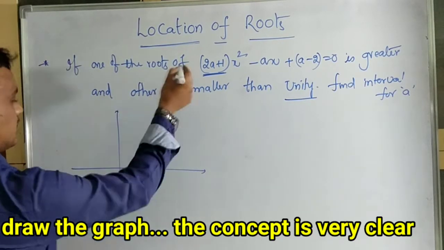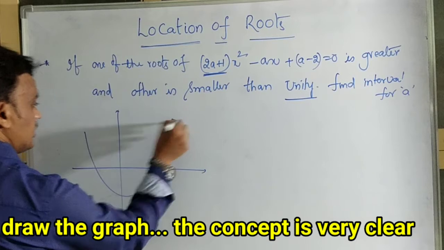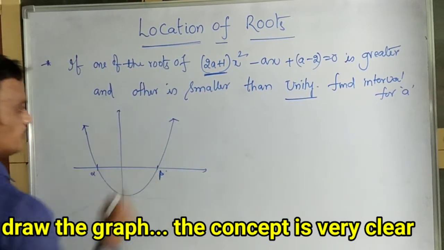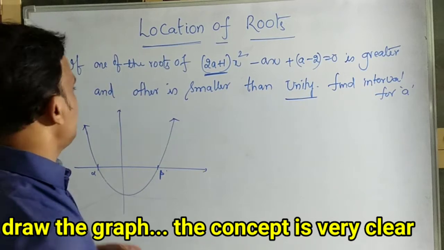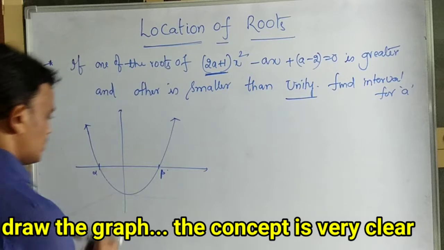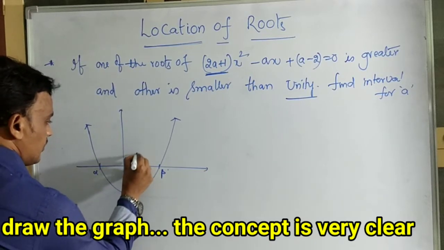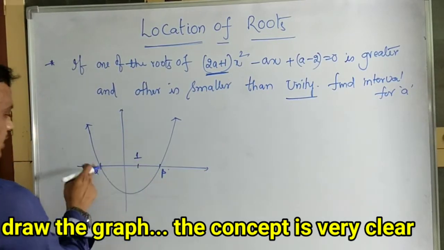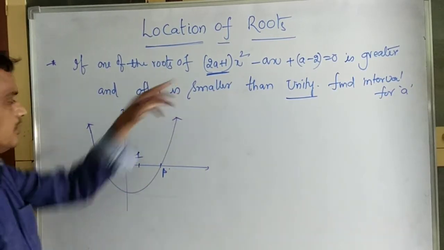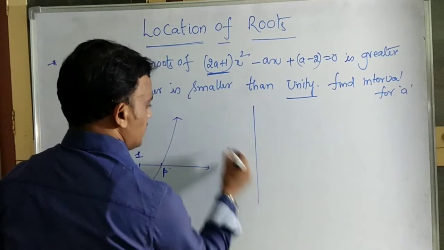Suppose the leading coefficient is positive. Here are alpha and beta, so one root is less than 1 and the other root is greater than 1. Am I right? So here can I take it like this? This is 1, beta is greater than 1 and alpha is less than 1. Or else you can take the leading coefficient as less than 0.